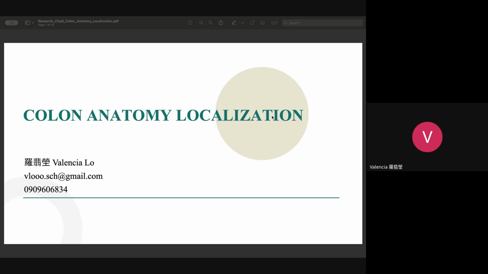So, last week I was talking about chapter 8. So for this week, I will do my presentation for the research. Currently the research I do is about colon anatomy localization. It means localizing the colon anatomy in the colonoscopy. So this is related to medical imaging.